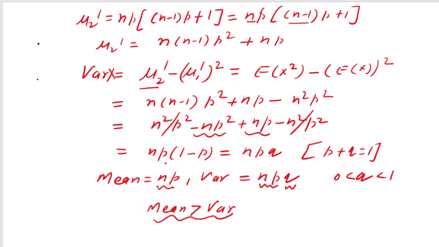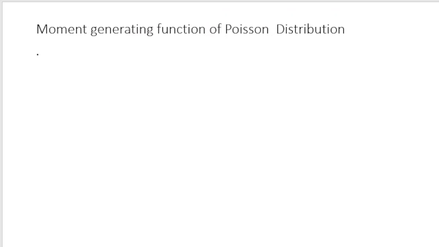Suppose np is a quantity, and in that quantity you are multiplying by q. q is a quantity less than 1, so that quantity will become less than the original quantity. So that is why the mean is greater than variance, and this is an important result which they ask sometime in multiple choice questions. So I hope by now you are clear about the moment generating function of binomial distribution and how to calculate its mean and variance.